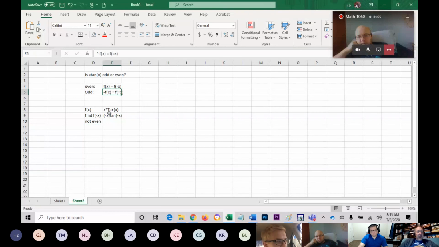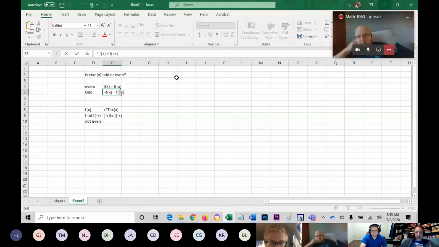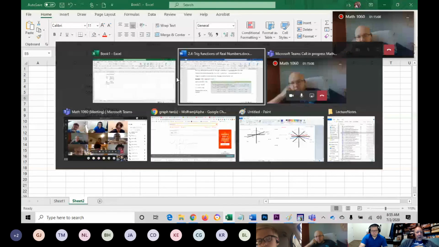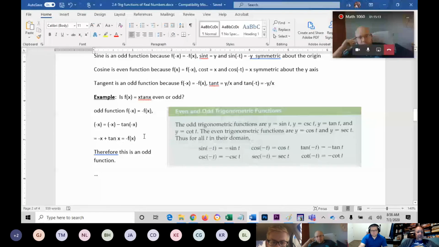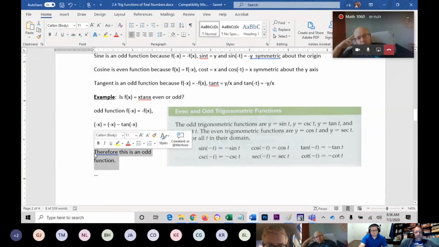Now with odd, we have to show minus f of x equal to f of minus x. Oh, I put an equals there, but that's supposed to be a minus. Okay, and so in this case, you can see that f of minus x equals minus f of x. And so therefore the function is odd. Does that make sense? I know this odd and even stuff is kind of goofy.